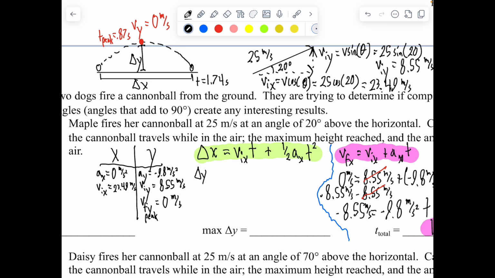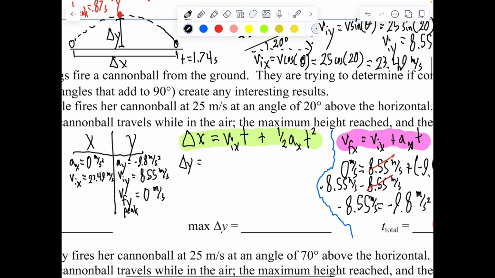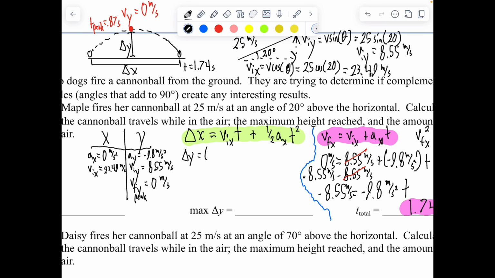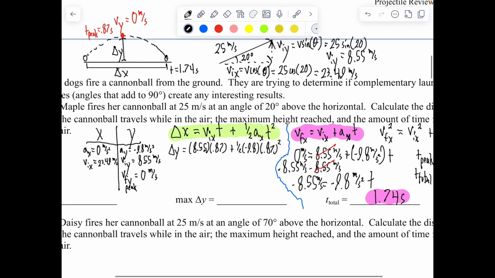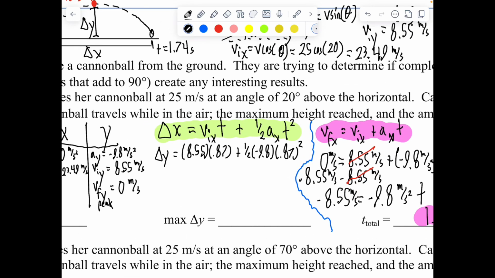So this is our delta y. I'll be saving room, not showing our units here, but rest assured they will all turn into meters. We know delta y measured in meters. They're going to cancel each other out, turn into meters. So our velocity in the y direction initially is 8.55. Our time, again, we're using the time at the peak, 0.87. Now, we have our 1/2, that acceleration, negative 9.8, and our time, 0.87 squared.